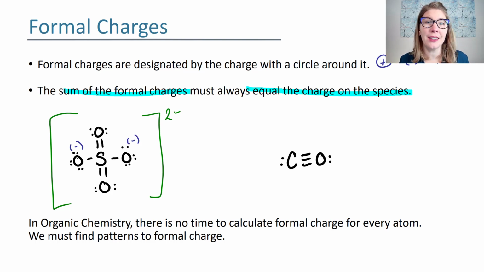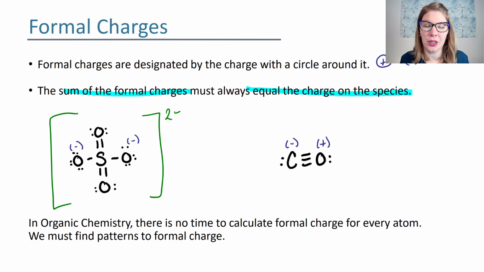Something like carbon monoxide is overall 0, yet has formal charges. So this carbon is negative and this oxygen is positive. Net, so overall, there is 0 charge on carbon monoxide, but you can't get any better than that. That's the lowest formal charges that are possible for that structure.